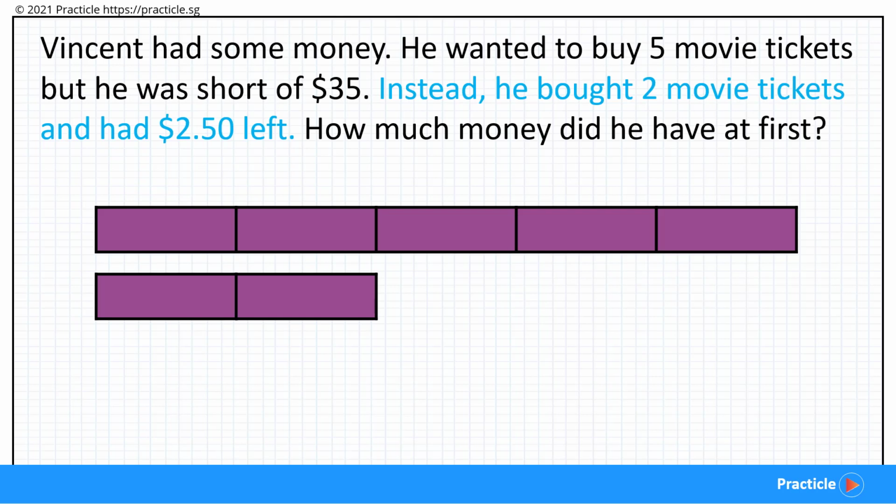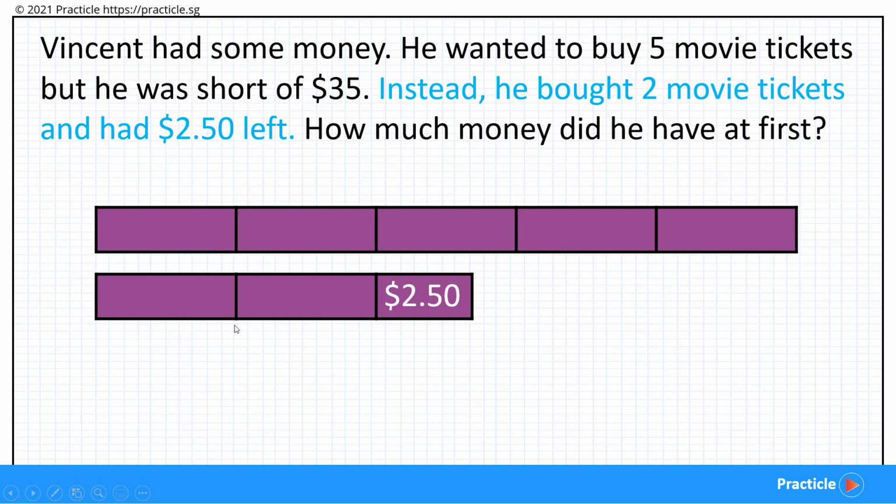Following so far? Alright, and we are going to draw a short little bar at the end of these 2 units and use this to represent the $2.50 that Vincent was left with. Okay? Now here's the really important part. When we look at our model, do we know how much money Vincent has? Yes, we do. This entire bar that you see here shows us how much he has.